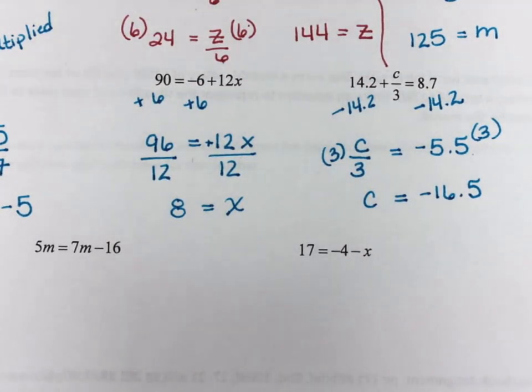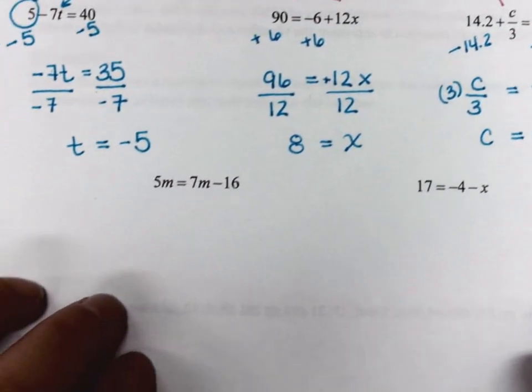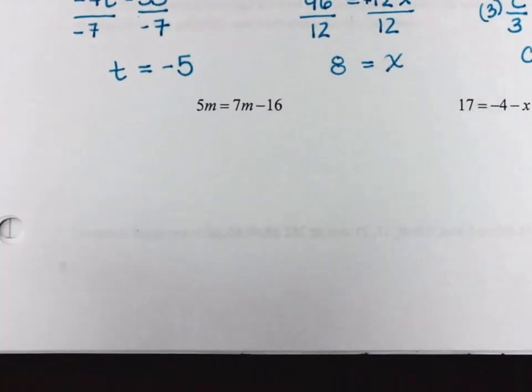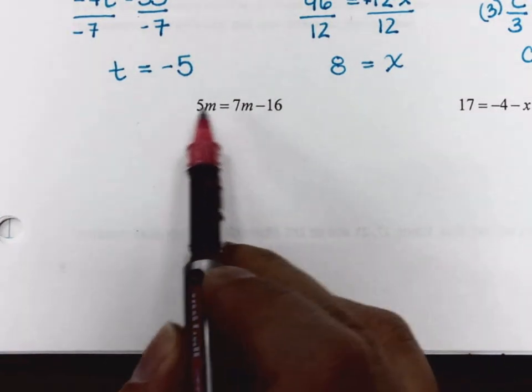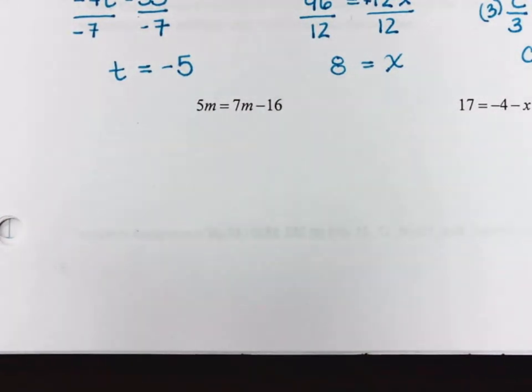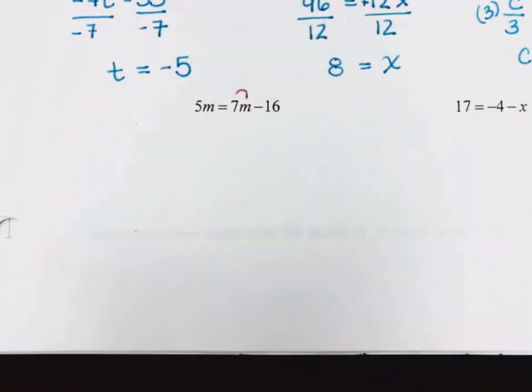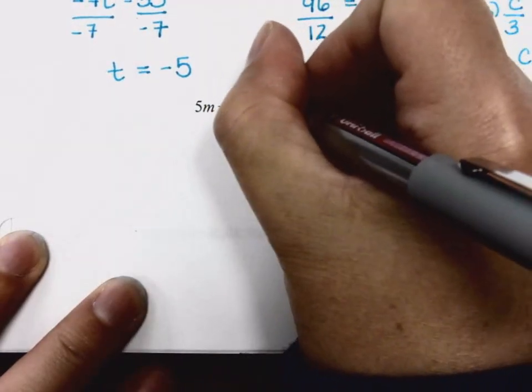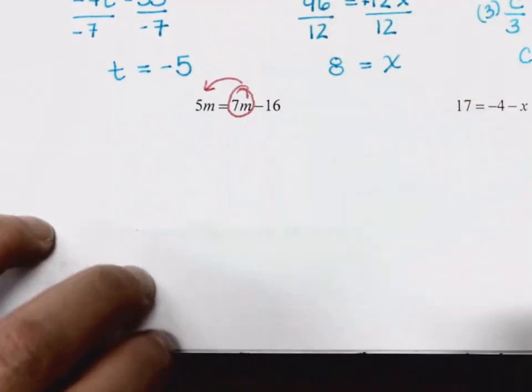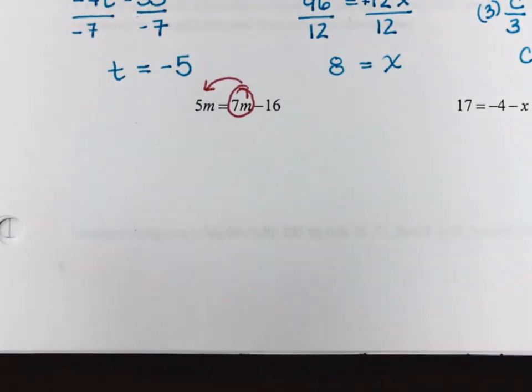All right, this one's a little bit different. Normally I want to get the letter by itself, but I have two different m's. I have a 5m and I have a 7m. So I need to bring all my m's to the other side. So I know that the 7 and the m are multiplied. But I want to bring this whole term over here so all my m's are on the left-hand side.